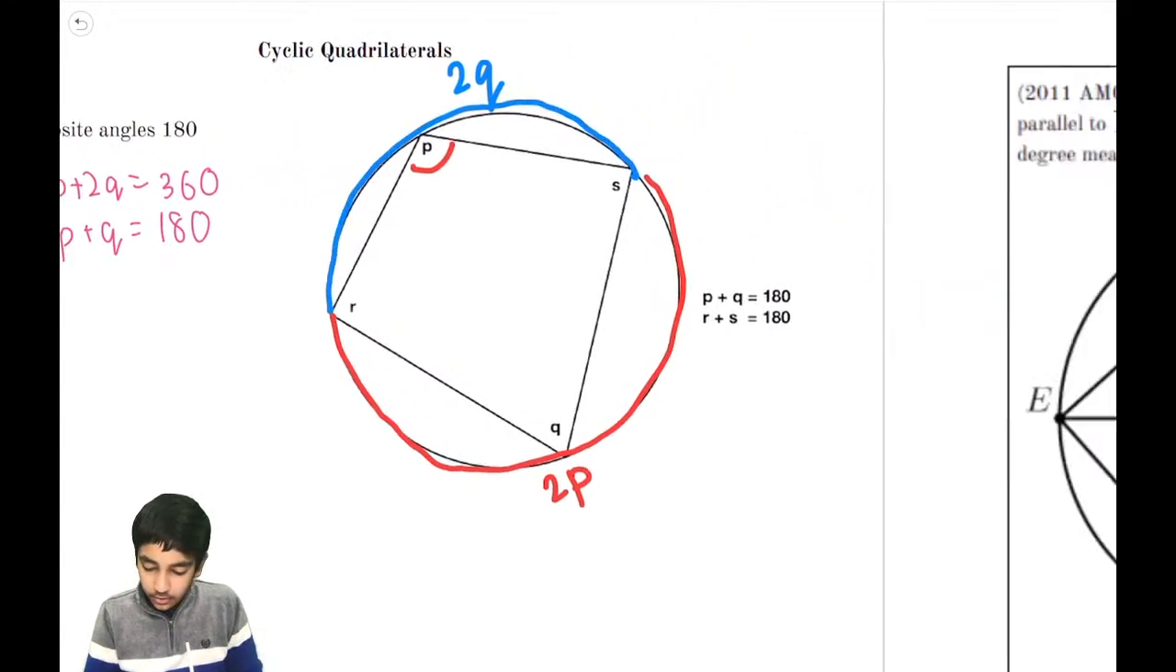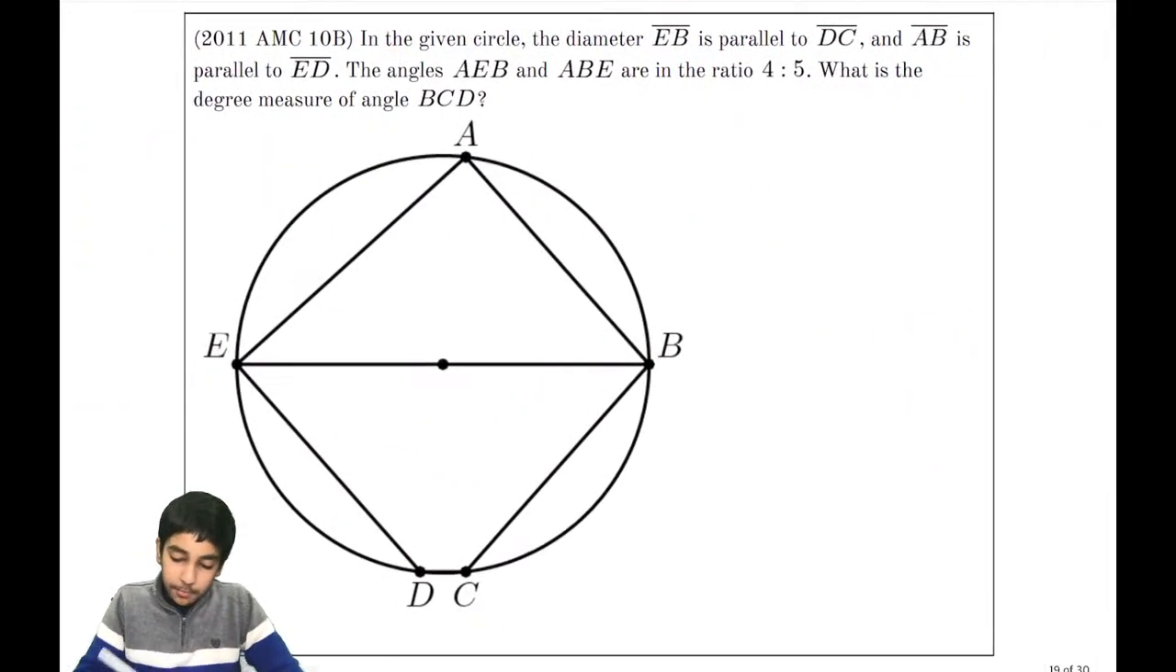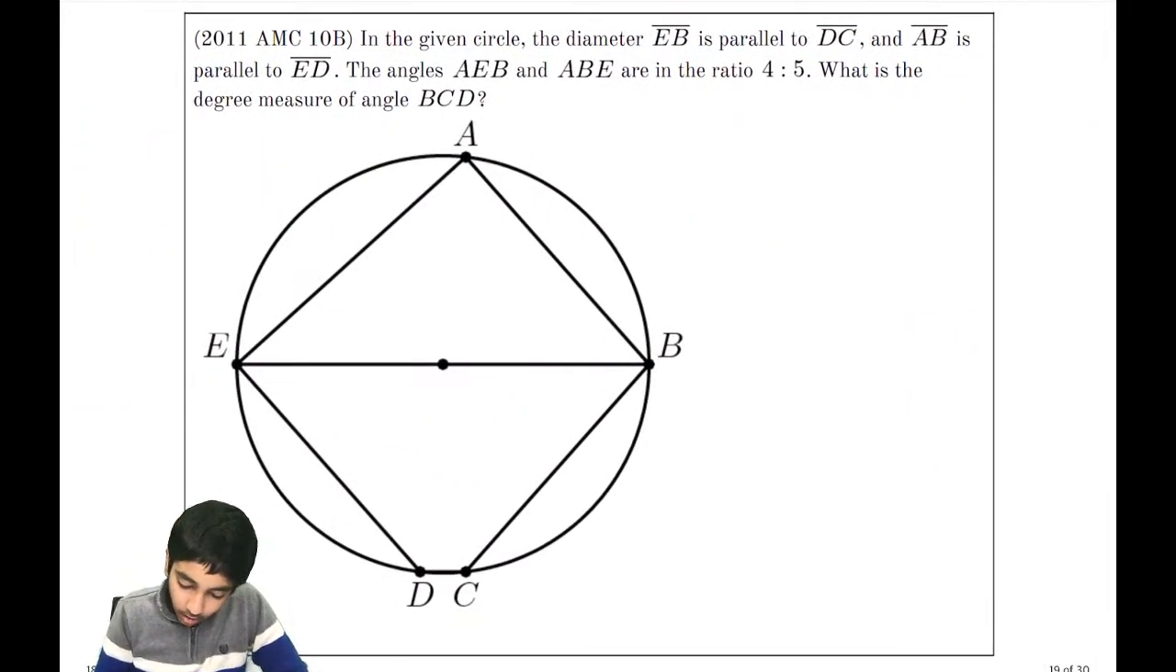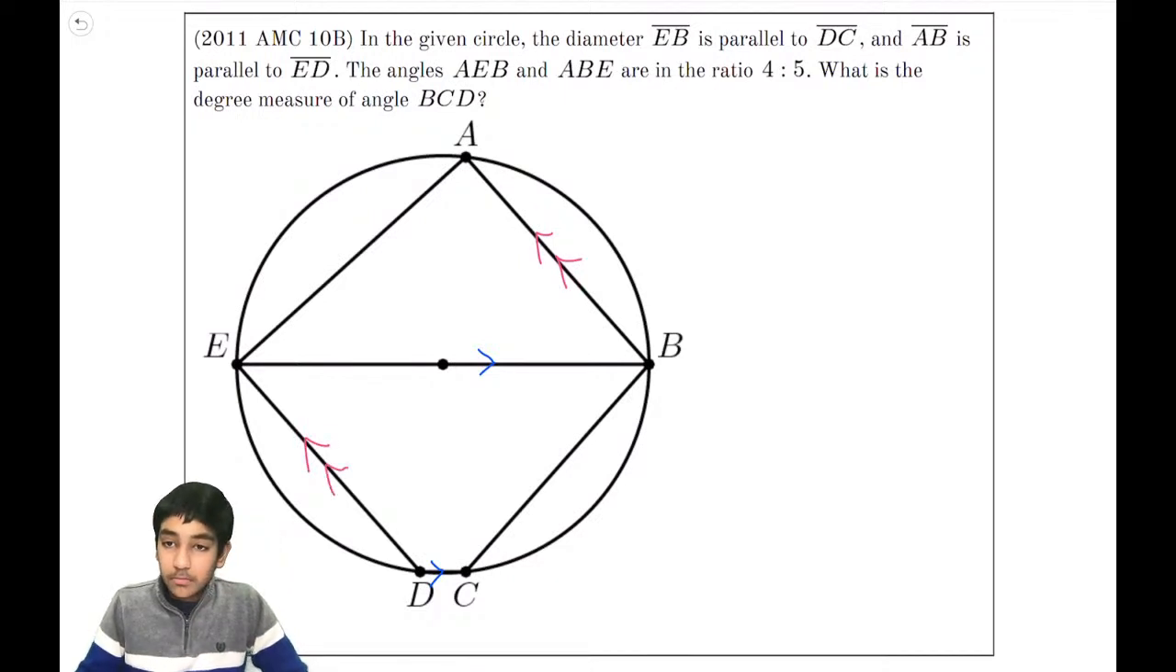Okay, so now let's take a look at some basic cyclic quad problems. In the circle, diameter EB is parallel to DC. Let's mark that in our diagram. AB is parallel to ED. So these are going to both be parallel. That's also useful.